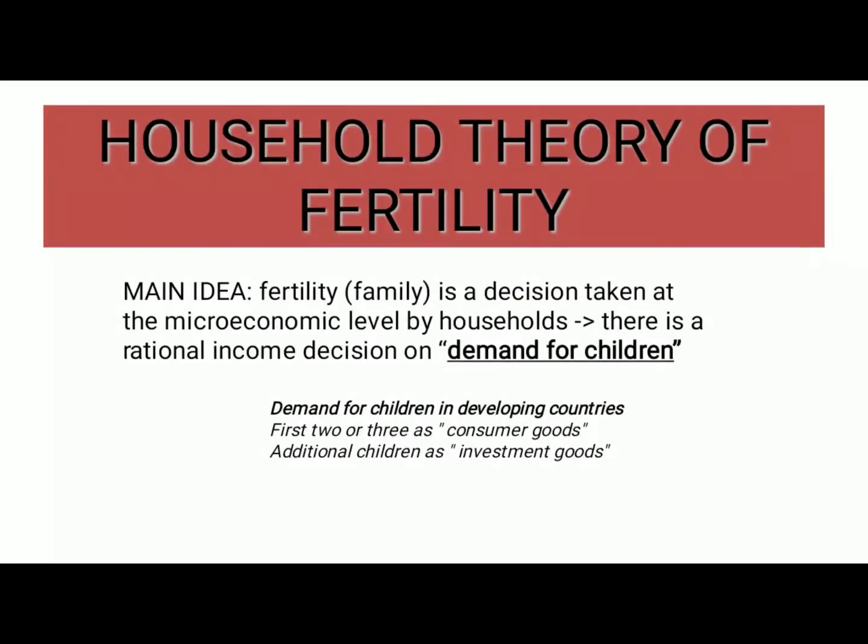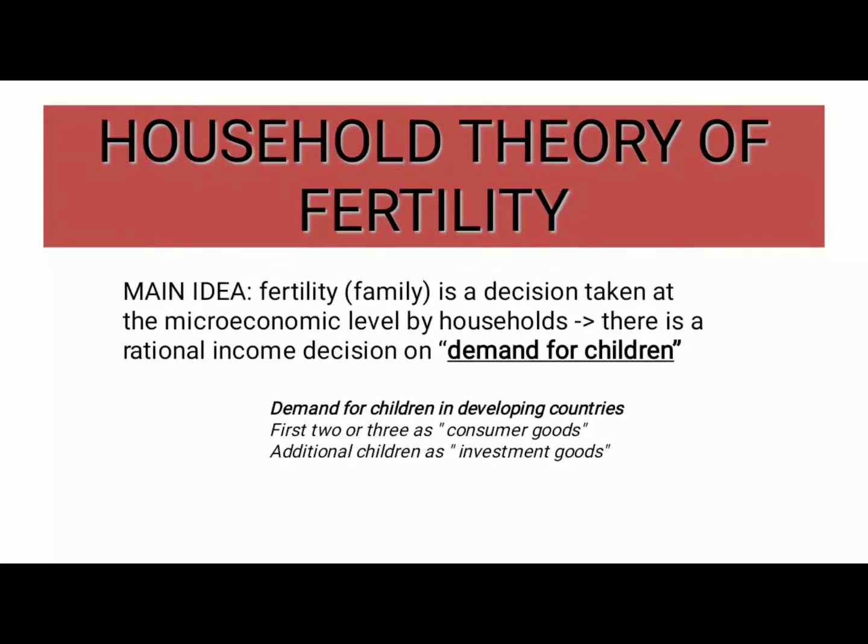household theory of fertility. The main idea is that fertility in a family is a decision taken at the microeconomic level by the household. There is a rational income decision on the demand for children. The demand for children in developing countries comes from two kinds of sources. The first has to do with the reason we usually think of for parents wanting to have more children.